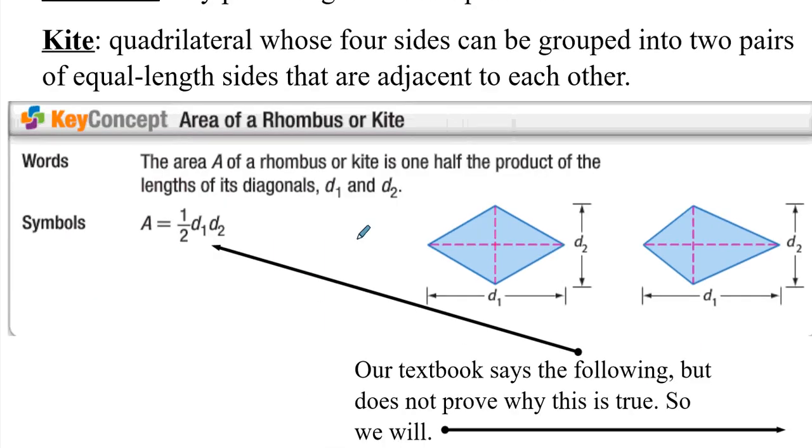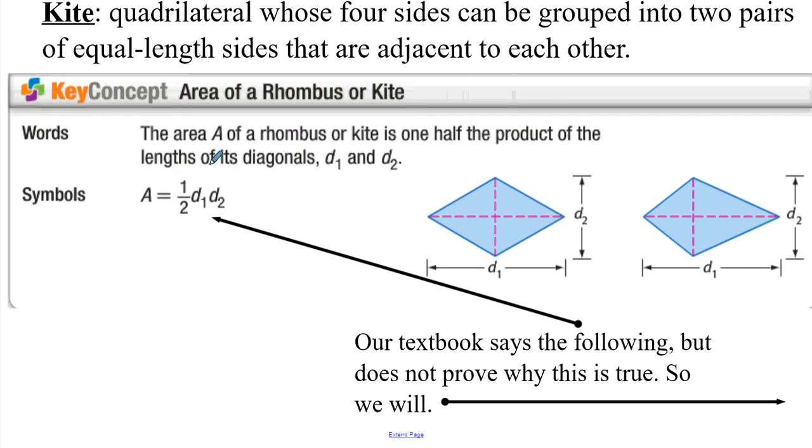The area for a rhombus or a kite has an interesting formula that we're going to derive, but the formula for the area actually turns out to be 1/2 the product of the diagonals. If I multiply the diagonals and I take half of that, it turns out that is actually going to be the area of the rhombus or the kite. It works for both.